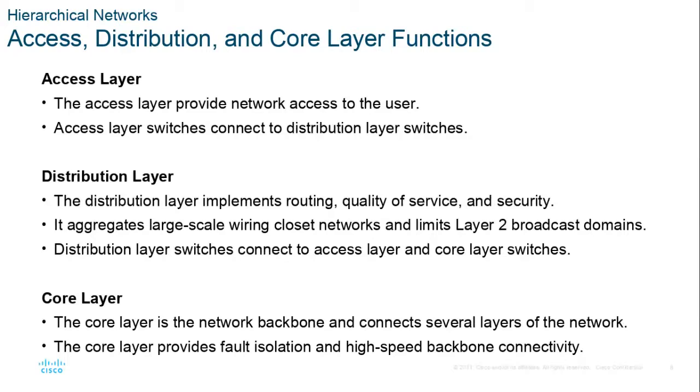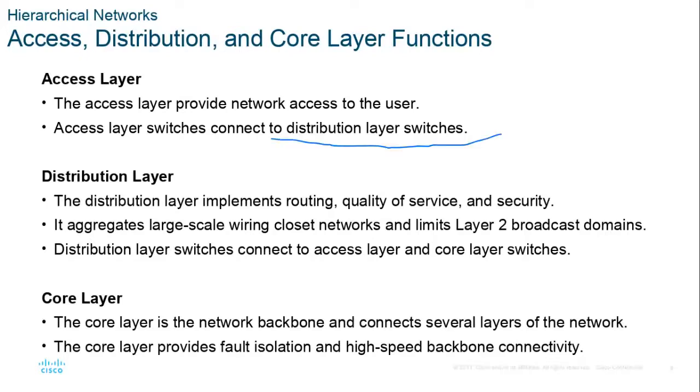Desktop computers and printers are what we call endpoints, as opposed to routers and switches and firewalls. They're intermediate layer devices that make the choice about how to route stuff, choose the best path. So the access layer gives network access to the users through their Ethernet connection. And then they in turn connect to the distribution layer switches.